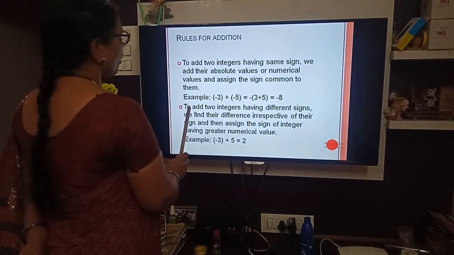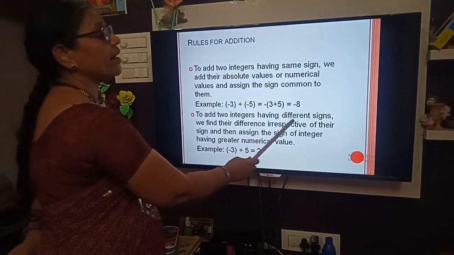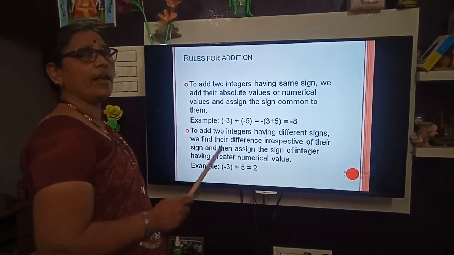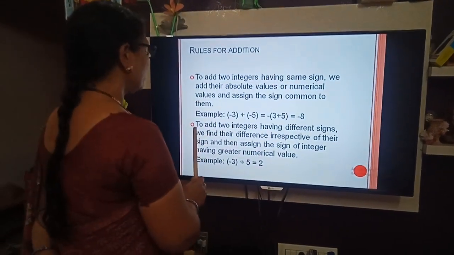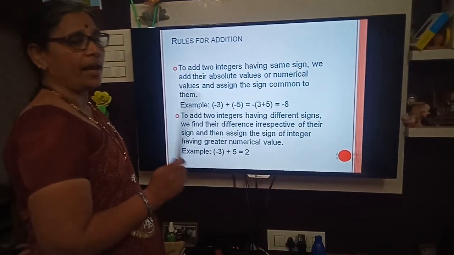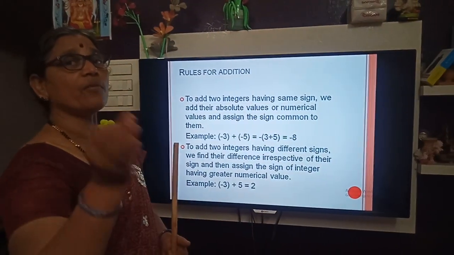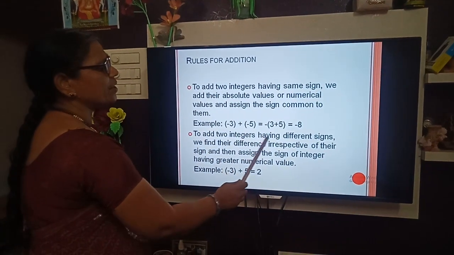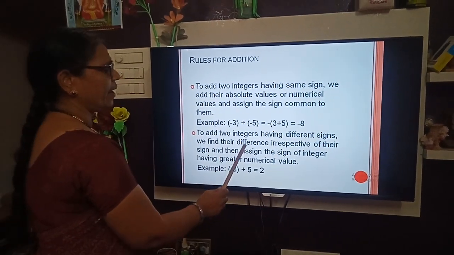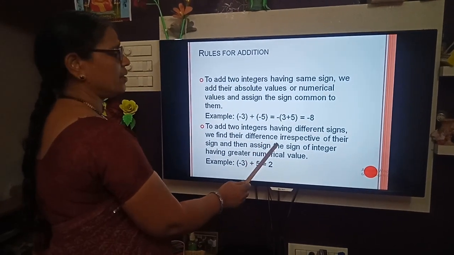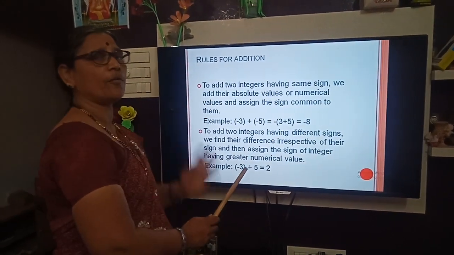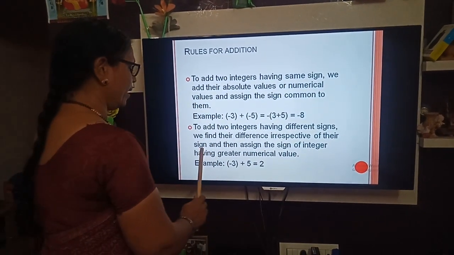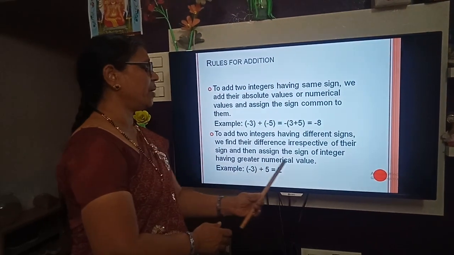Back here, see. To add two integers having different signs, now comes the question of different sign. Then we have to subtract the values, or find the difference of the values, and follow the sign of the value which is greater. First we have to find their difference irrespective of their sign. No need of the sign there first. And then assign the sign of the integer having greater numerical value.